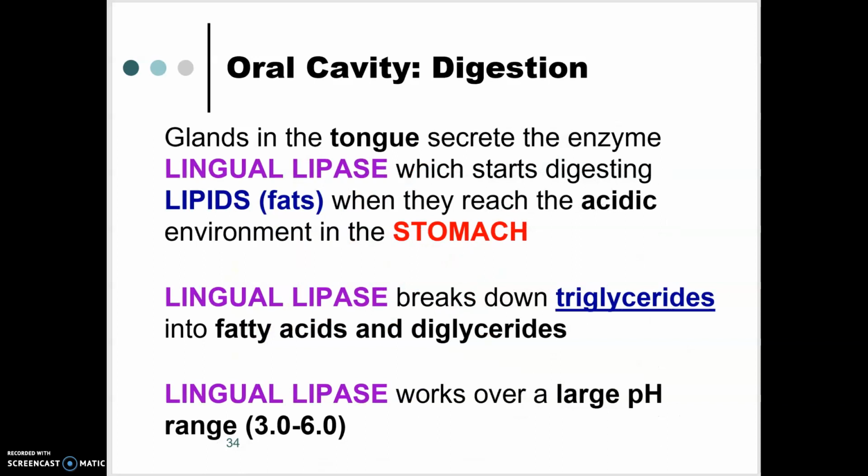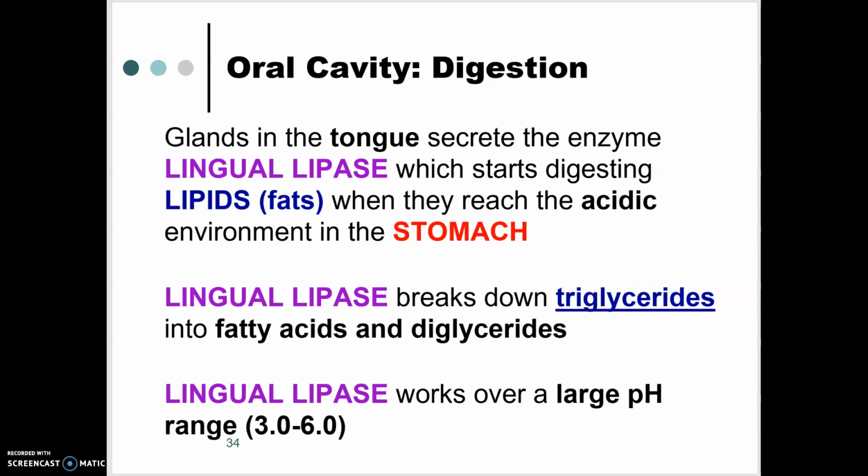Okay, so I alluded to this just now, but there's another gland on the tongue that will secrete one more enzyme into our oral cavity, and that's an enzyme called lingual lipase. Now, lingual, of course, is going to mean the same as before. It's talking about our tongue, and lipase is going to be an enzyme that will break down lipids or fats.